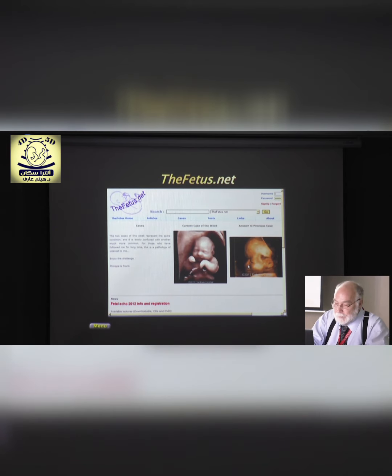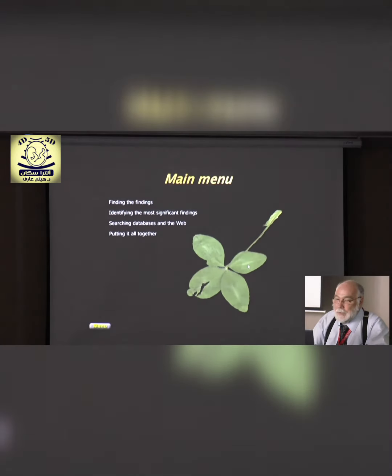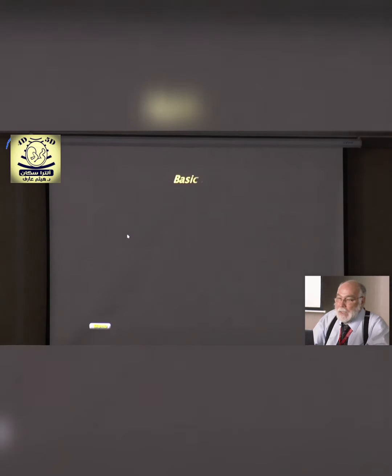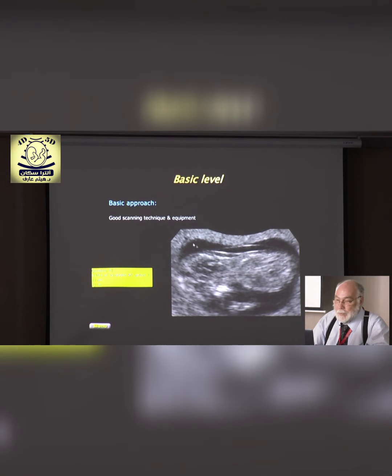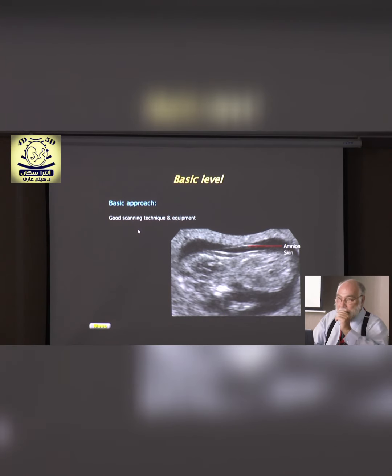So let me go back to putting it all together. Here, there's a basic level to have good scanning technique and equipment. So is this a good NT scan? Yes, no? No, it's not a good NT scan because it's oblique. So you have to have good scanning technique and good equipment.